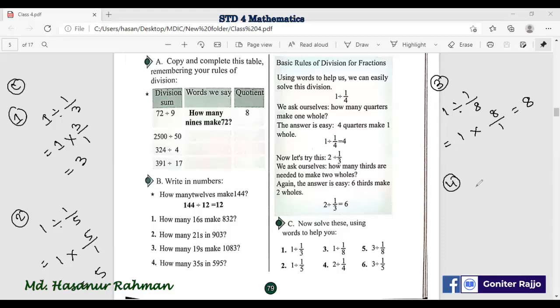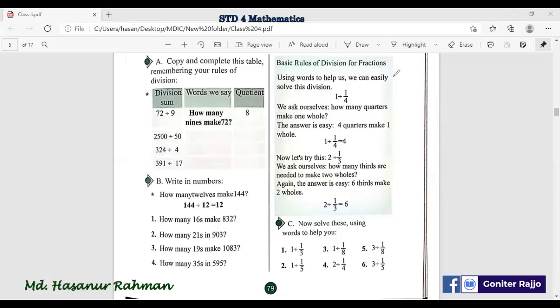What about number 4? 2 divided by 1 by 4. So here we have to change this division into multiplication. Then reciprocal of 1 by 4 is 4. 2 times 4, that is 8. Very simple problem.